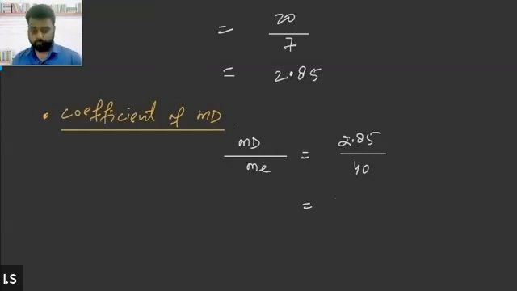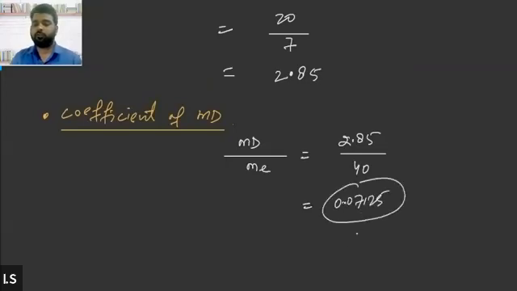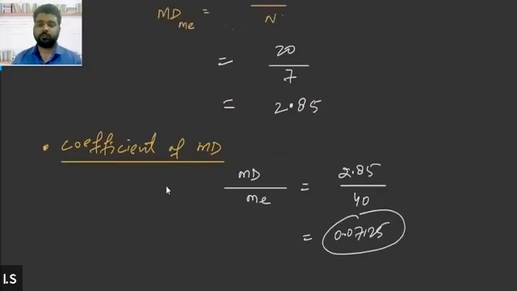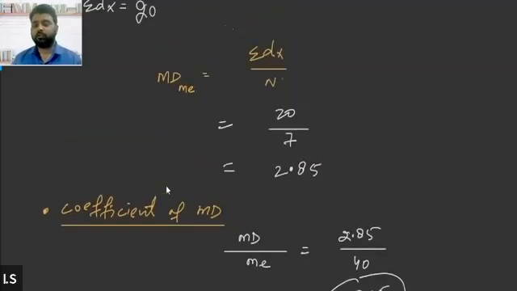2.85 divided by 40 will be 0.07125. This will be the coefficient of mean deviation. Alexander, is this clear to you? Yes, sir. See, in our question the coefficient of mean deviation was not required, but if any question requires you to calculate it, then it is pretty simple. Whatever value of mean deviation you have got, you just divide it by the median.